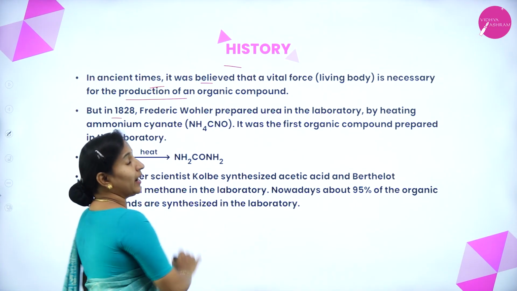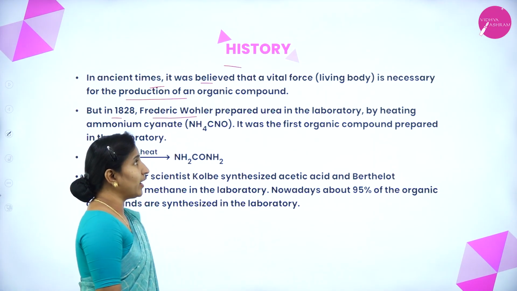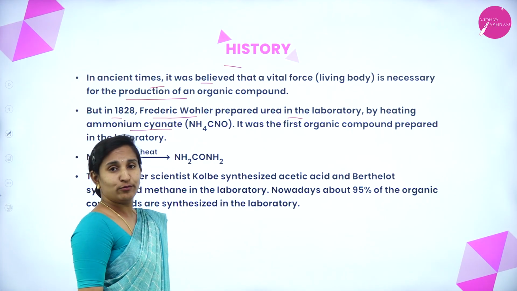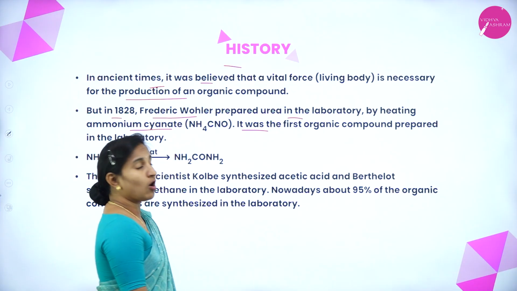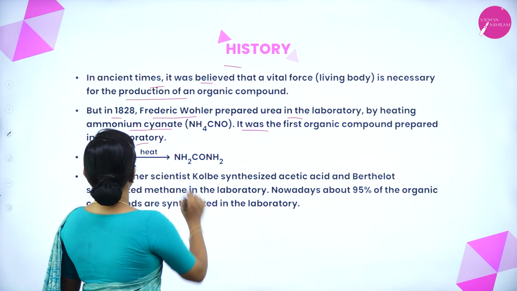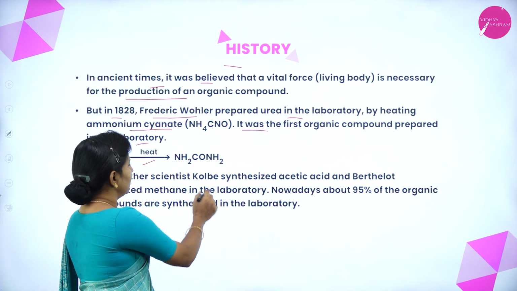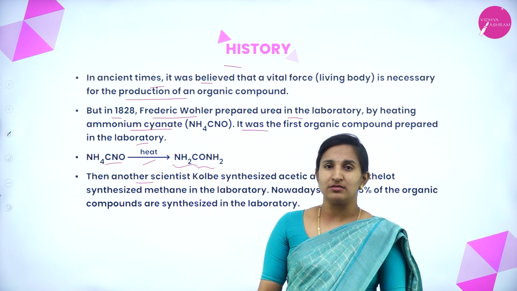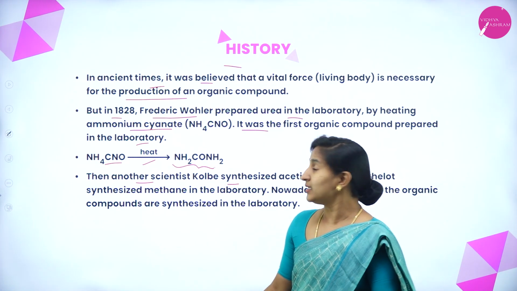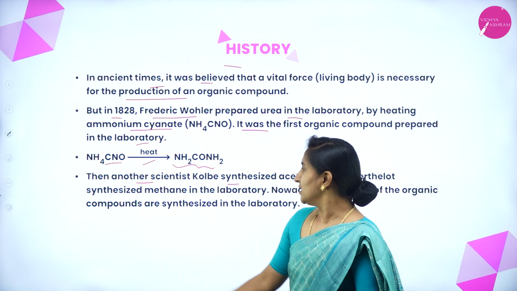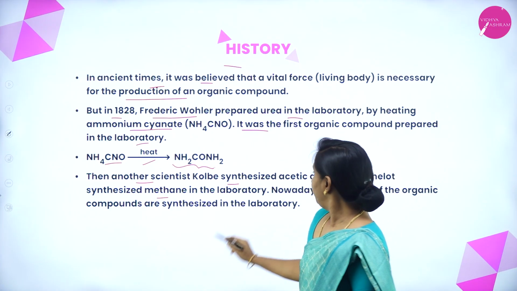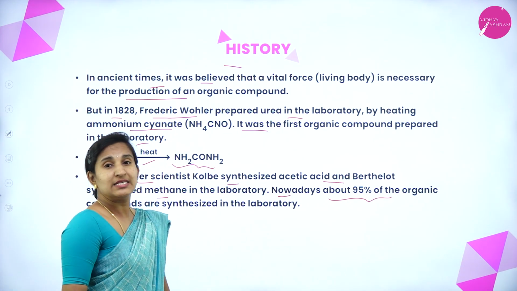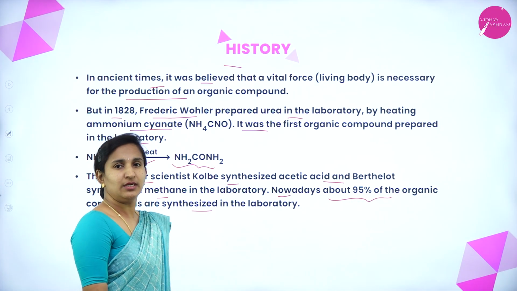History. In ancient times, it was believed that a vital force is necessary for the production of an organic compound. But in 1828, Friedrich Wöhler prepared urea in the laboratory by heating ammonium cyanate. It was the first organic compound prepared in the laboratory. Ammonium cyanate, on heating, gives urea. Then Kolbe synthesized acetic acid, and Berthelot synthesized methane in the laboratory. Nowadays, about 95% of organic compounds are synthesized in the laboratory.